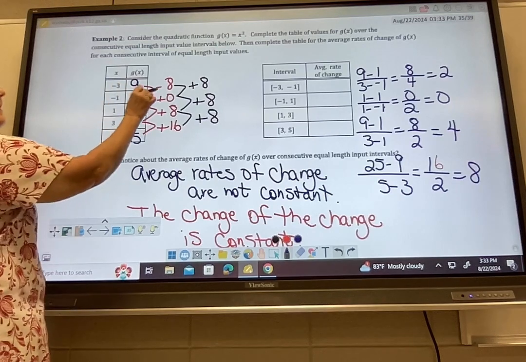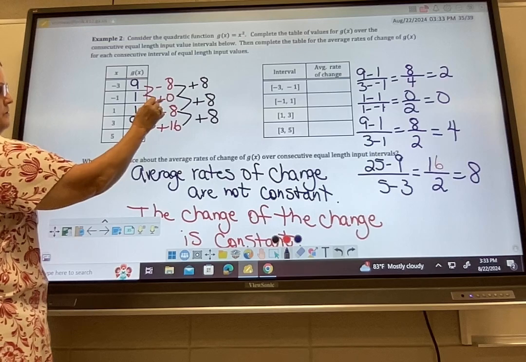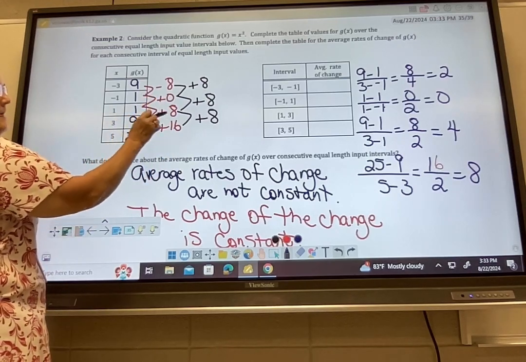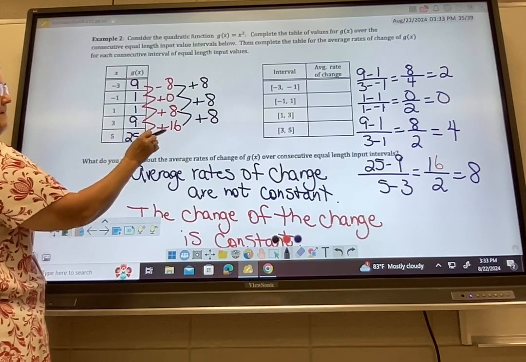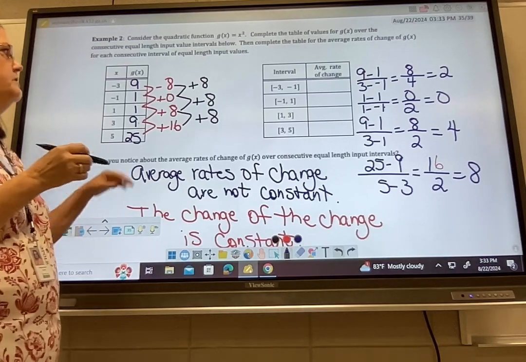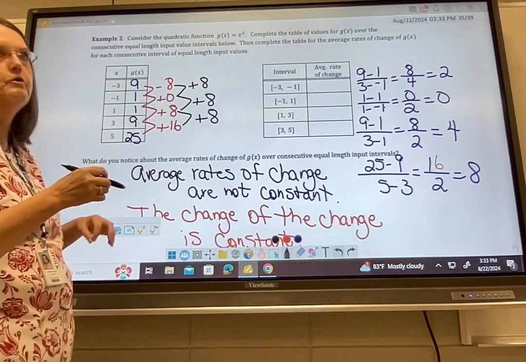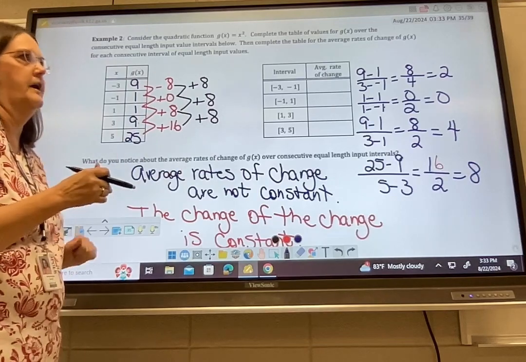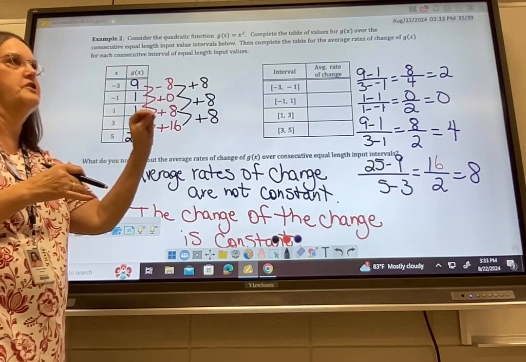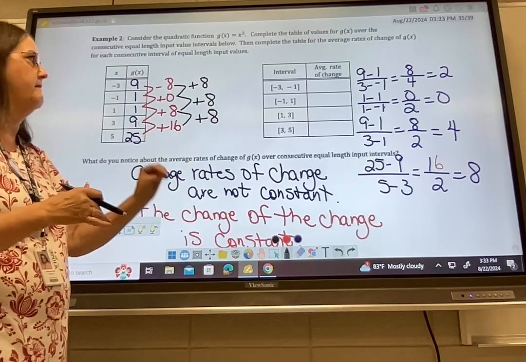To go from 9 to 1, I'm subtracting 8. To go from 1 to 1, I'm adding 0 or subtracting 0. To go from 1 to 9, I'm adding 8. To go from 9 to 25, I'm adding 16. With a quadratic function, the first change in the y values isn't going to show you anything. It's the second change. If my second change is the same, meaning if the change of the change is the same, then it's a quadratic function.